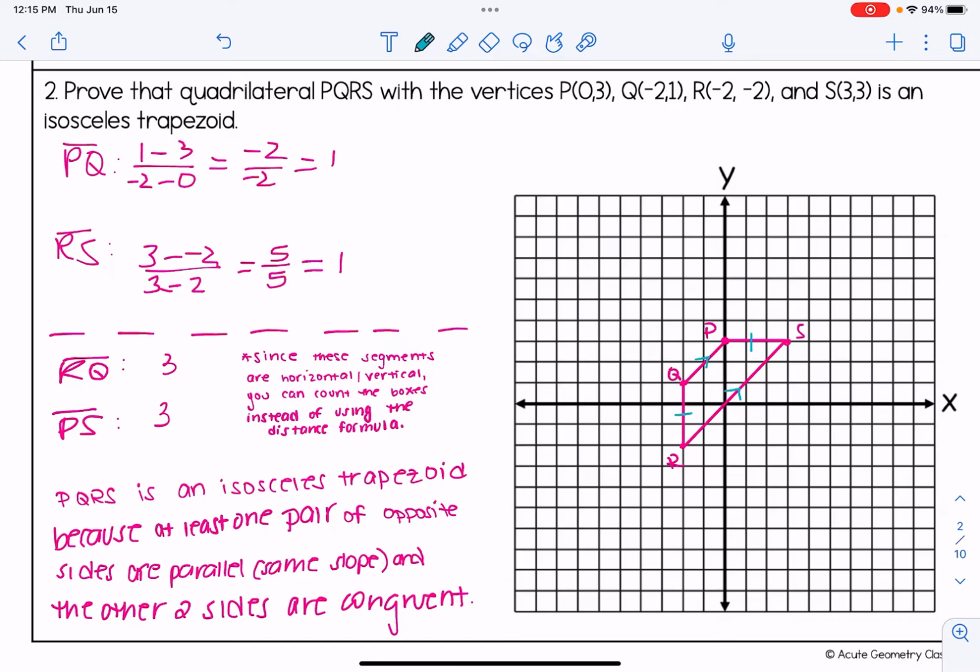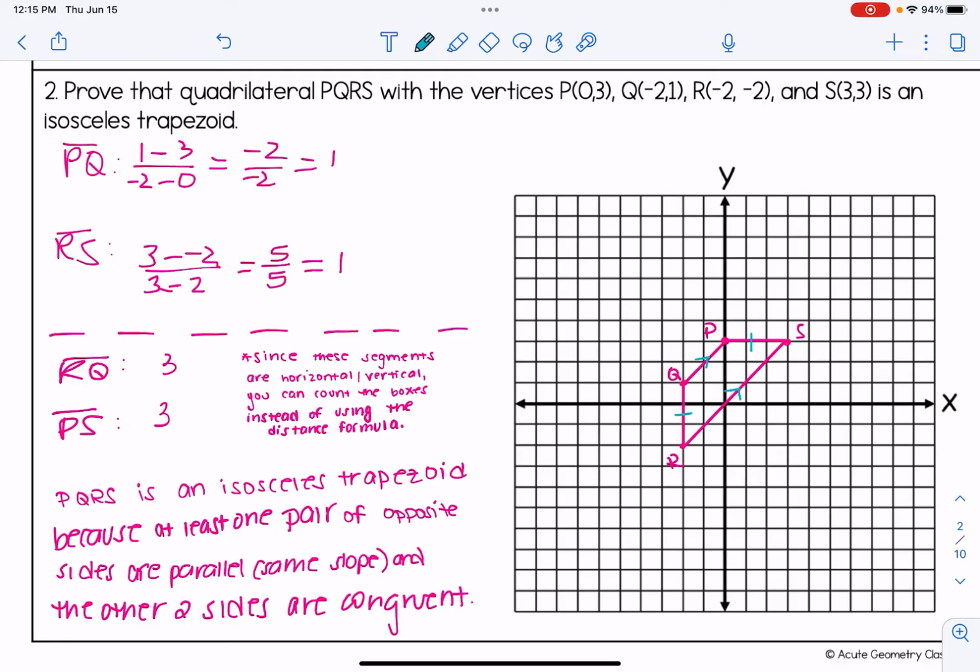So I found the slope of the two sides that I thought looked parallel. They did have matching or equal slopes of 1. Great. Then for the other two sides, I could have used the distance formula, but I noticed that these segments were just horizontal and vertical. So I took the quicker route of just counting those boxes on the graph paper. And I made a note of that here. They were equal, they were both 3.